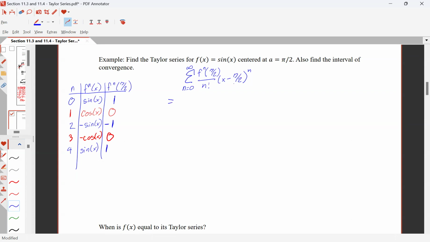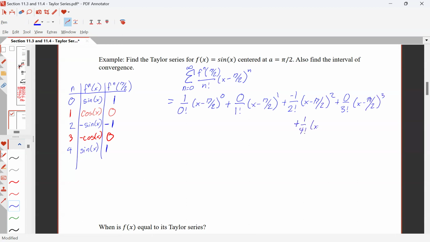So writing out a few of these terms, we have 1 over 0 factorial x minus pi over 2 to the 0, plus 0 over 1 factorial x minus pi over 2 to the first, plus negative 1 over 2 factorial x minus pi over 2 squared, plus 0 over 3 factorial x minus pi over 2 to the third, plus 1 over 4 factorial x minus pi over 2 to the fourth. And this continues on. That pattern keeps repeating.